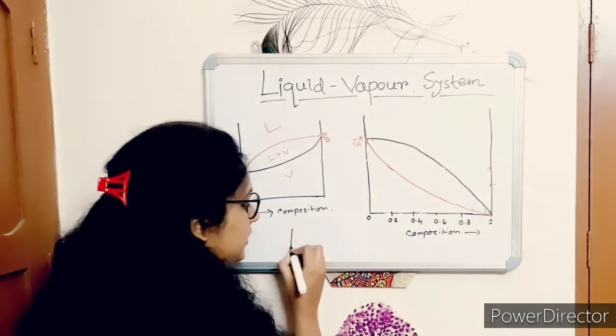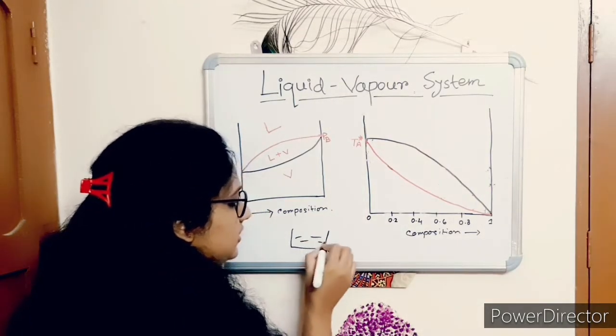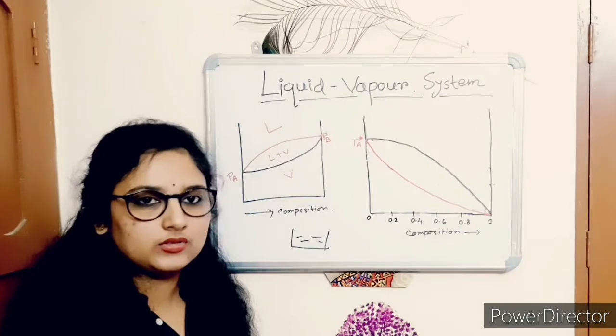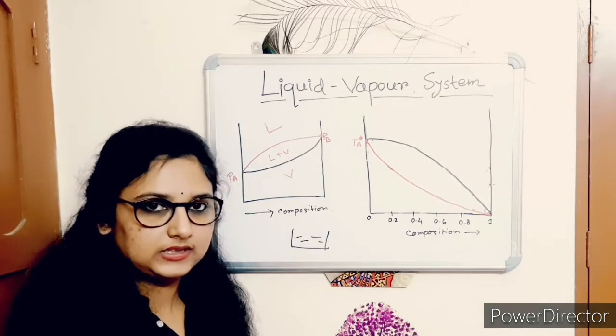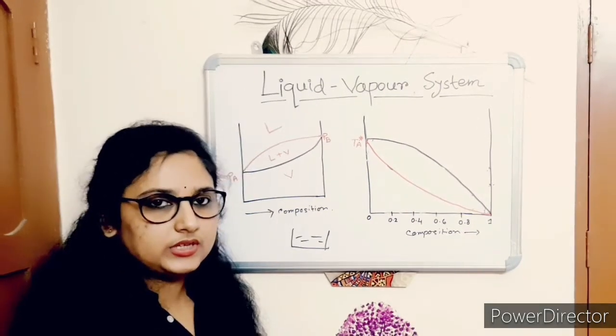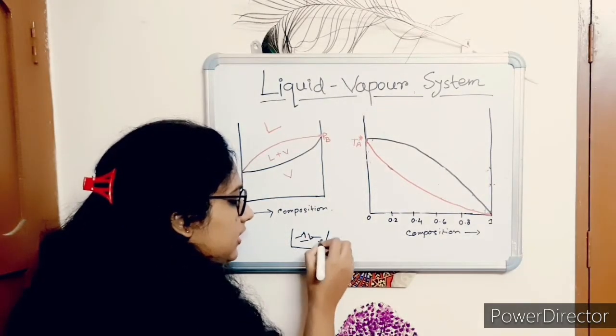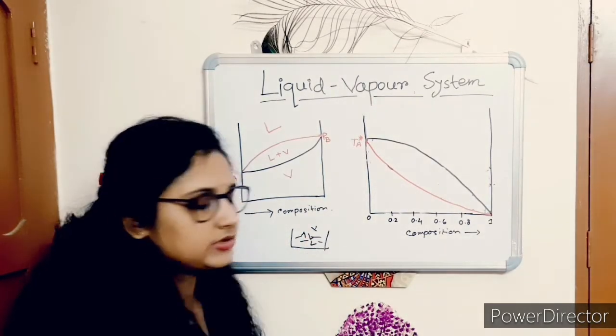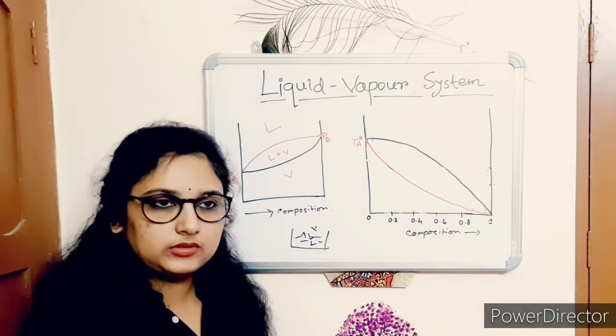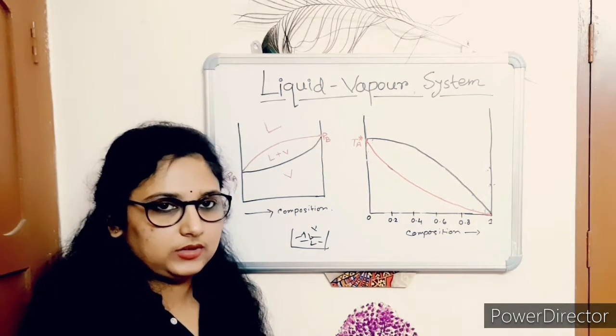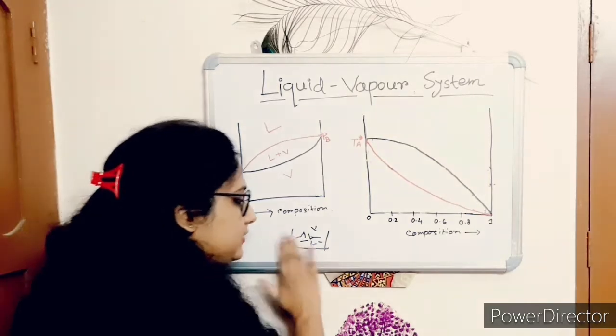Now if the solution contains volatile liquids, then there will be two phases in the system: a homogeneous liquid solution, and as the constituents are volatile in nature, they will have some contribution in the vapor phase also. So there will be equilibrium between the liquid and vapor phases of the system. So there are two phases actually, one is the liquid phase and another is the vapor phase.